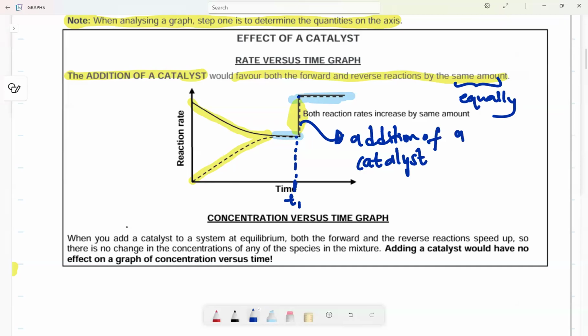Okay, yes. So by looking at this, they increase both. Even if they ask you to reason using Le Chatelier's principle which disturbance is indicated by the graph at time t2, you'll say addition of a catalyst. Why? Because now the forward and reverse reactions were favored. Or you can say both reaction rates increased by the same amount, meaning both the forward and reverse reactions were favored equally.